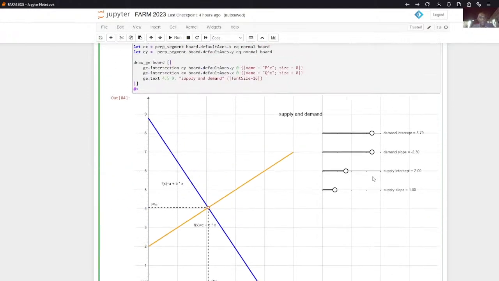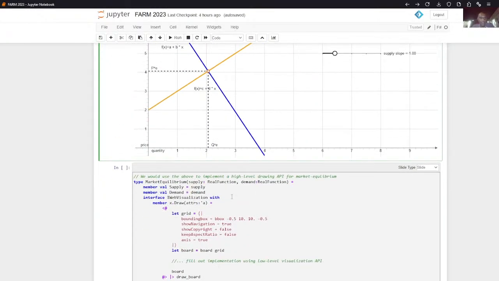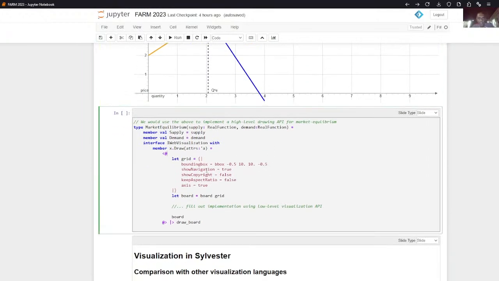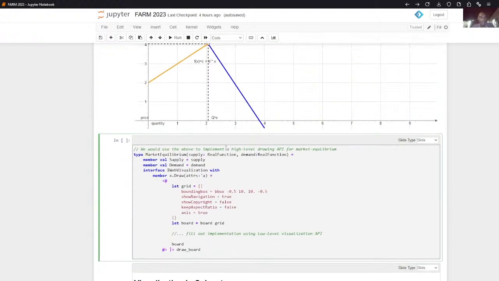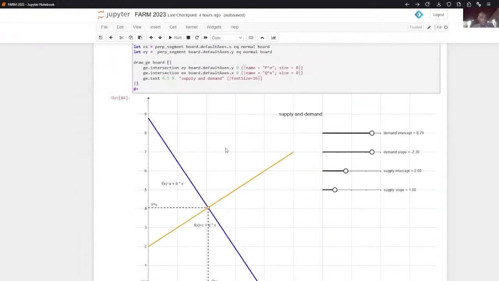Now, given that we've done this in our low-level API, we can define a high-level API. So we can define a high-level type called, let's say, market equilibrium, using those elements. And if I want to be able to draw this, I can just use that low-level code we just had to implement the draw member. Okay, so this is how we would implement it. And once I've done that, I can use that same draw command to simply draw market equilibrium, to create visualizations like this using user-supplied parameters.